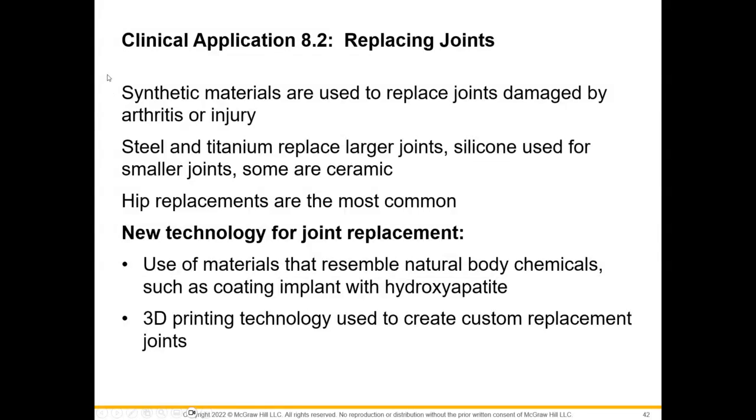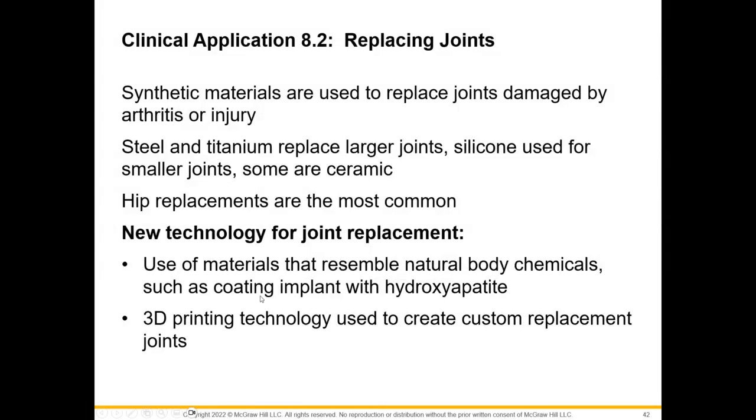You've probably heard of people having joints replaced. There are synthetic materials that can be used to replace the joints. There's steel, there's titanium. These can replace the larger joints. And then there's silicone that can be used for the smaller joints, and even some are ceramic. Most common replacements are hip replacements.